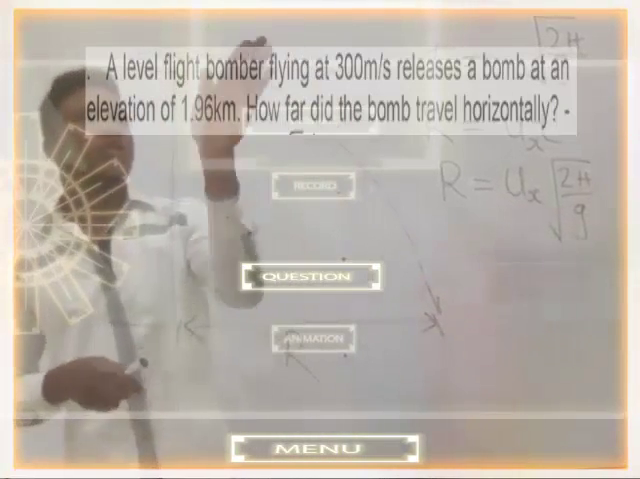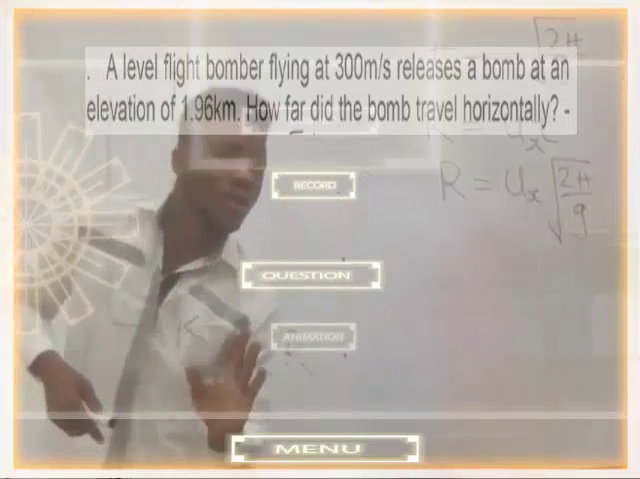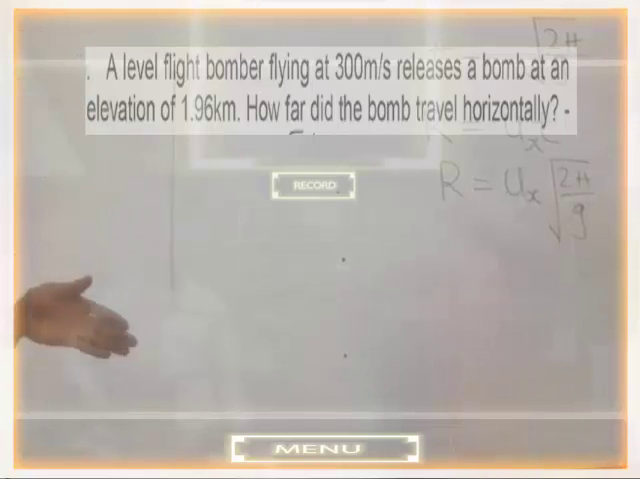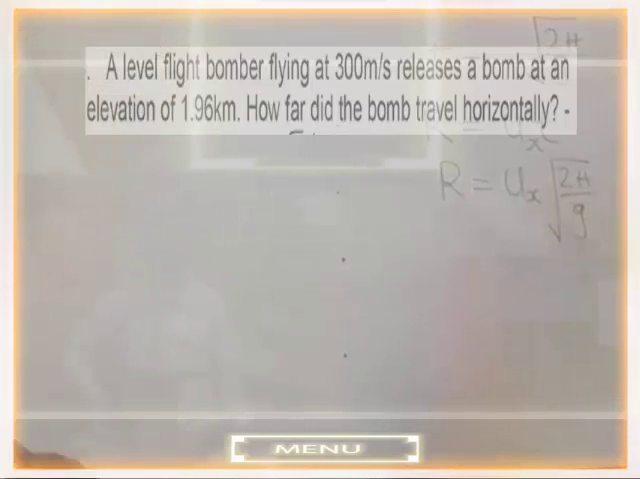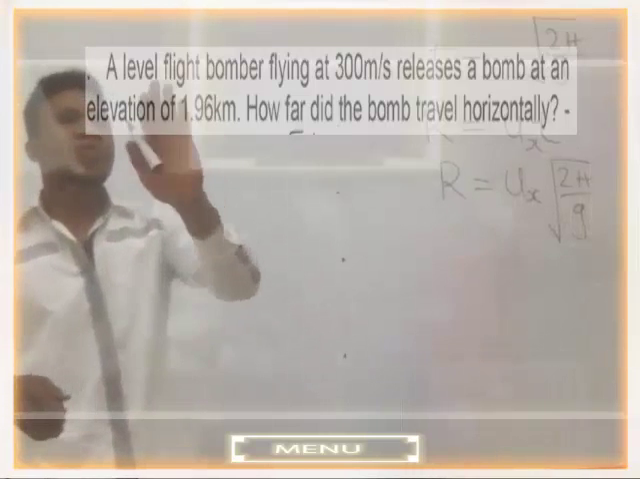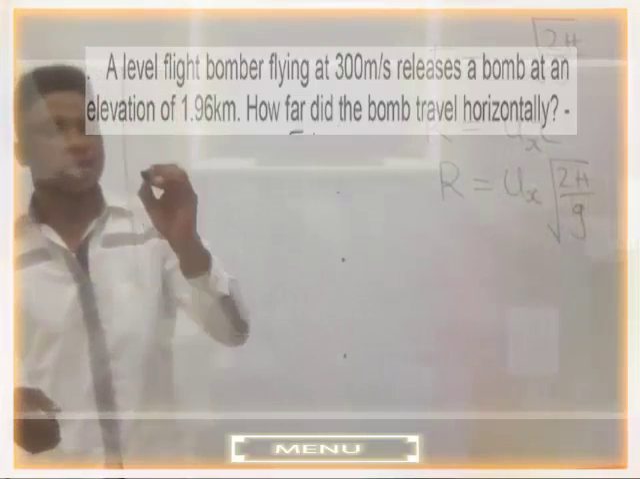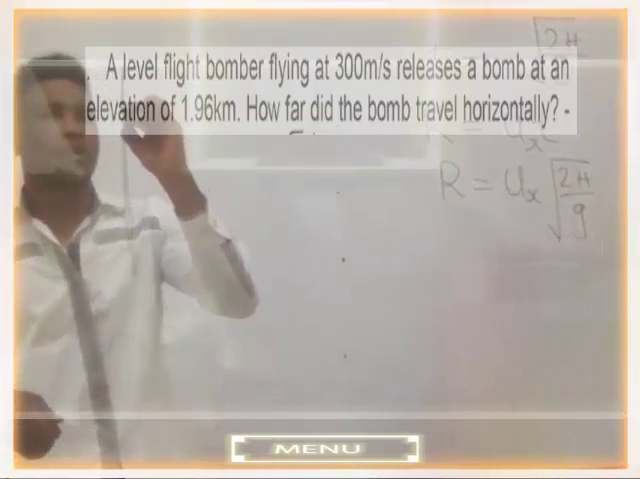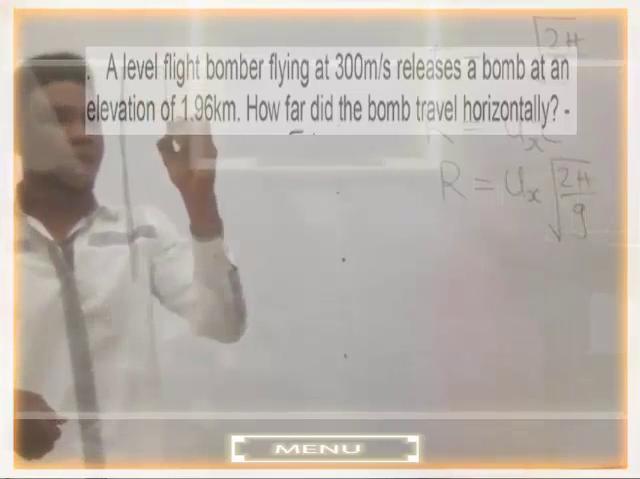Now we can see the question on our screen. This question says a level bomber flying at 300 meters per second releases a bomb at an elevation of 1.96 kilometers. How far did the bomb travel horizontally? This could be the diagram for this question.